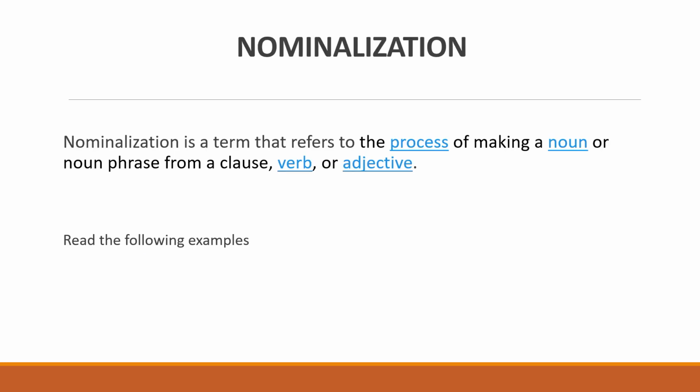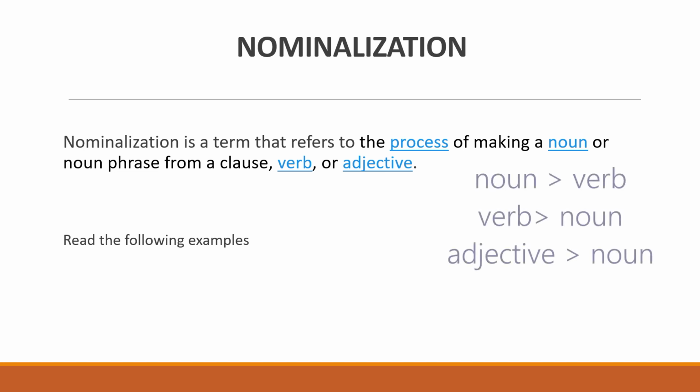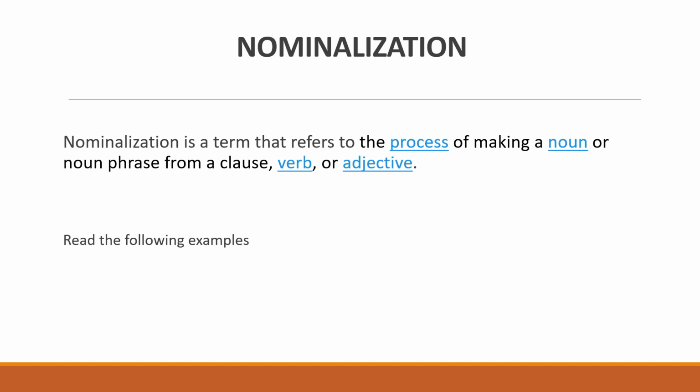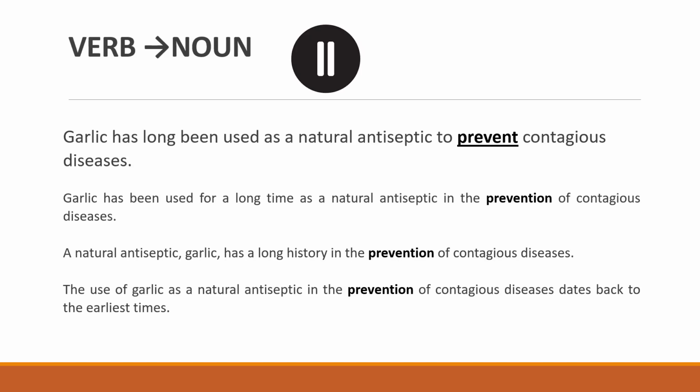Finally, in this video, I'll be talking about nominalization. Here, you make a noun or noun phrase from a clause, verb, or adjective. To understand it better, let's read some examples and see how the language and form change while the meaning in the sentence remains almost the same. Pause the video and give yourself some time to analyze the sentences.